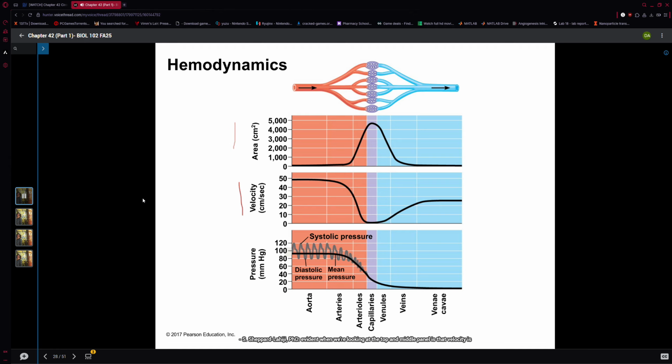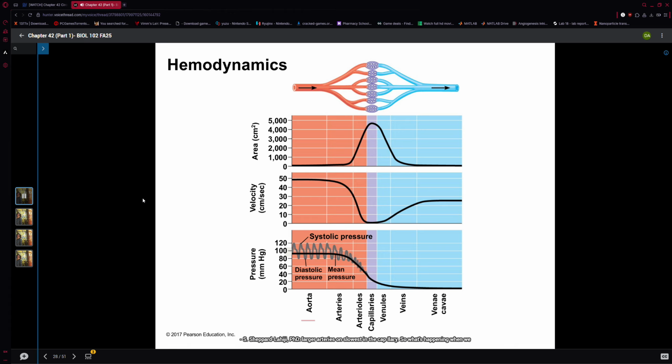What is evident when we're looking at the top and middle panel is that velocity is inversely related to cross-sectional area, meaning that when we have a high velocity, we have a low cross-sectional area. So we see the velocity of blood flow change as blood travels through systemic circulation. It's fastest within the aorta, which is proximal to the heart, as well as other larger arteries, and slowest in the capillaries.